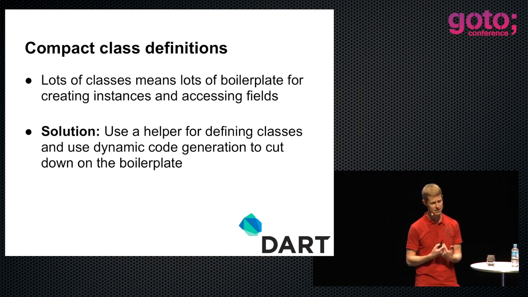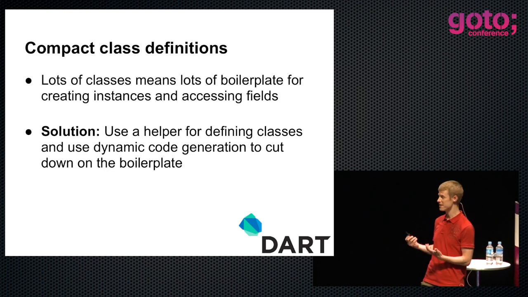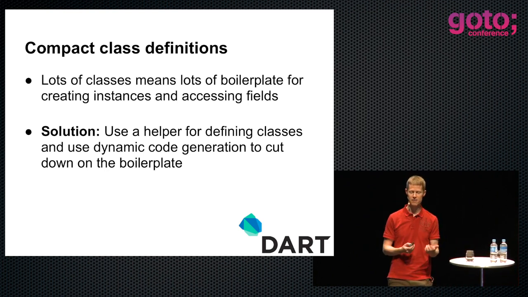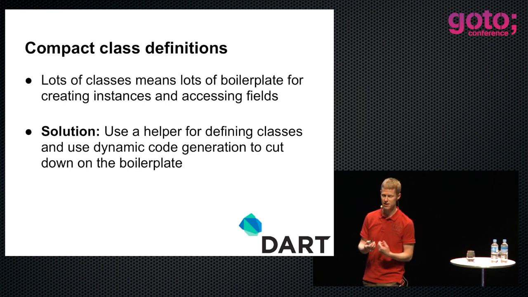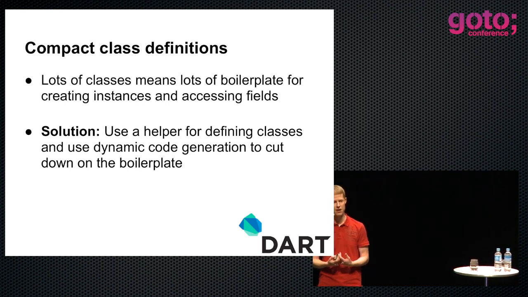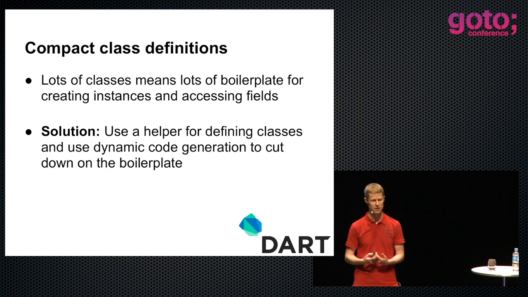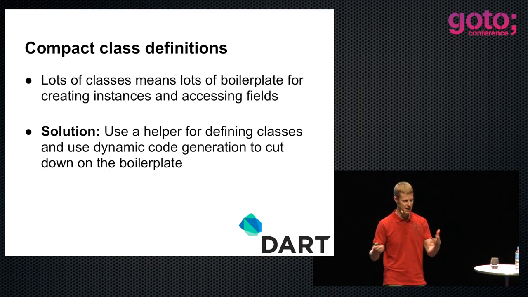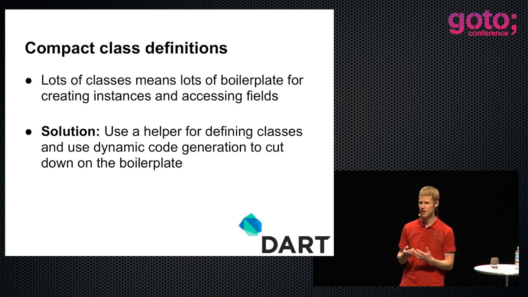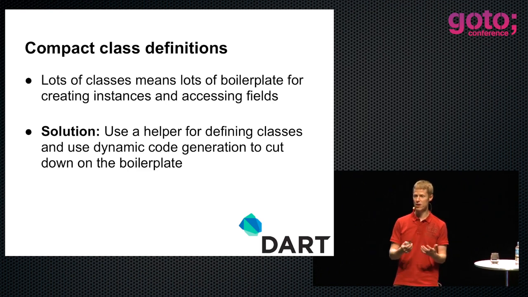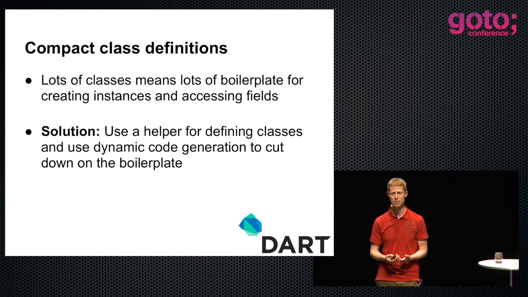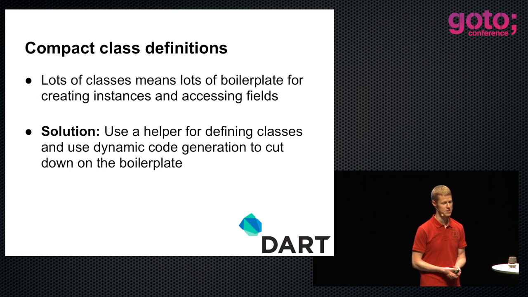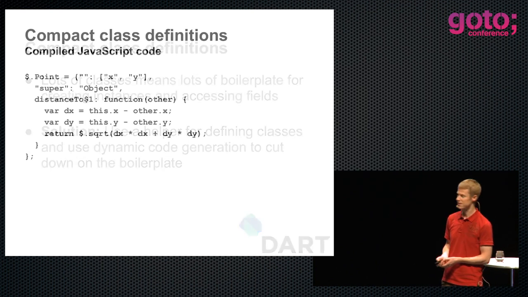People write a lot of classes, and that means you have a lot of boilerplate for creating instances of classes and accessing the fields of classes that you need to figure out how to produce. So we've decided to use a simple helper function for setting up this system and generate most of this boilerplate dynamically at runtime, using the fact that JavaScript is a dynamic platform that you can inject and generate new code into at runtime. So it looks like this.